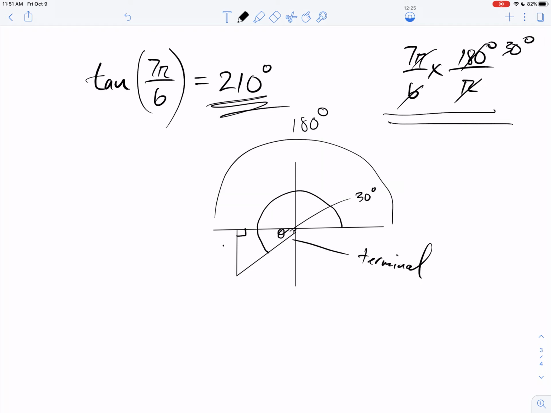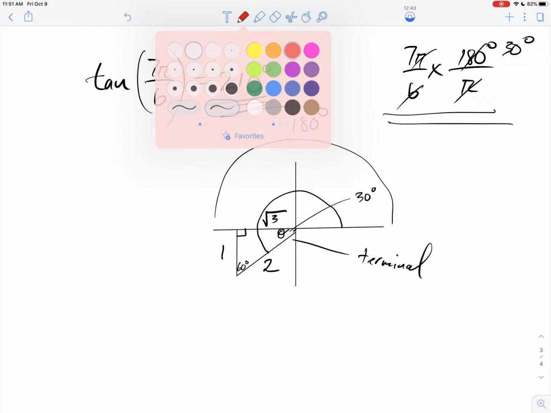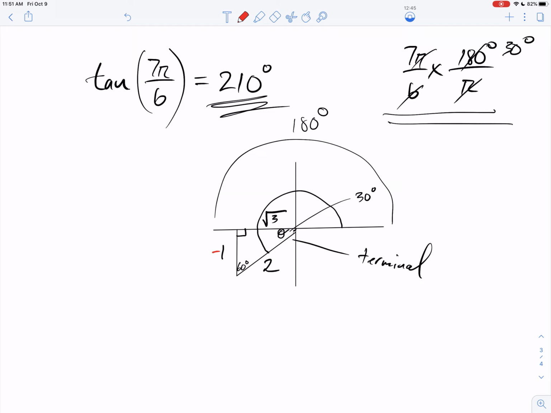So let's label this. Opposite the 30 is 1. That means over here would be a 60 degree angle. So that would be a rad 3 over here. That would make this a 2. But since this angle is in quadrant 3, that means this guy's negative because he's on the negative side of the y-axis. And this guy's negative because he's on the negative side of the x-axis. That's called drawing a reference triangle.